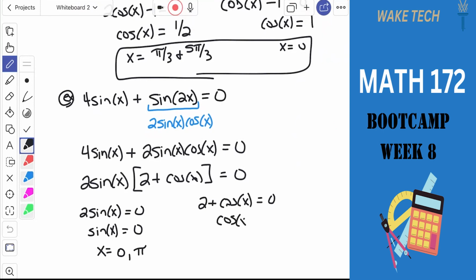For the second one, if we subtract 2, we get cosine x equals -2. But we can't solve for that. Cosine values are only ever between -1 and 1, so -2 is not a possibility. So the only solutions here are 0 and pi.